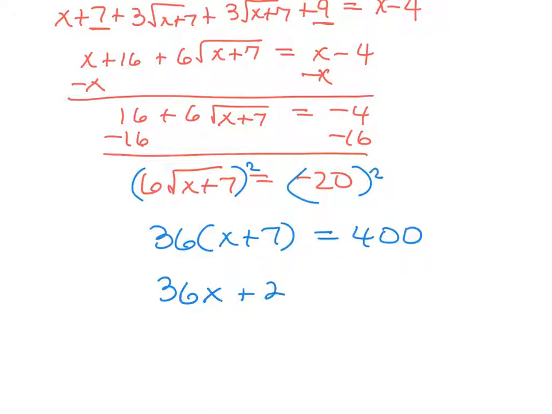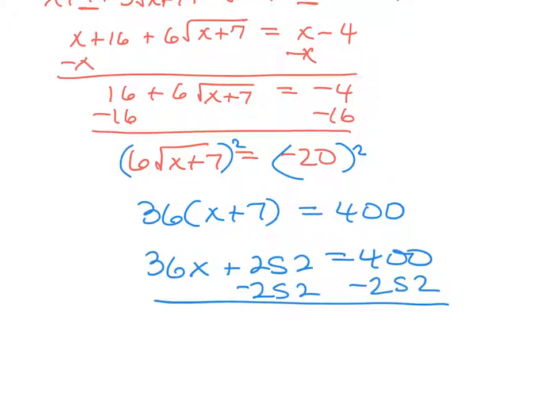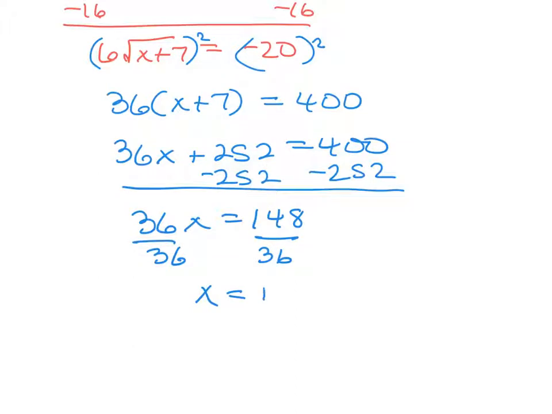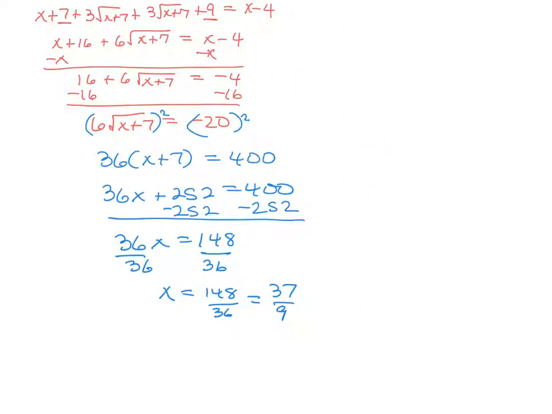36 times 7 is 252. Subtract 252. 36x is equal to 148. Divide by 36. X is equal to 148 over 36. I can reduce that to 37 over 9. I now need to check this answer.